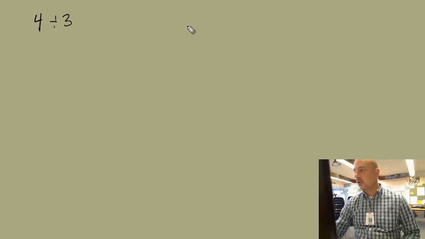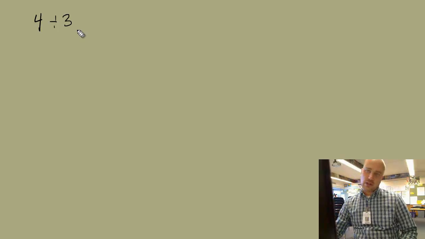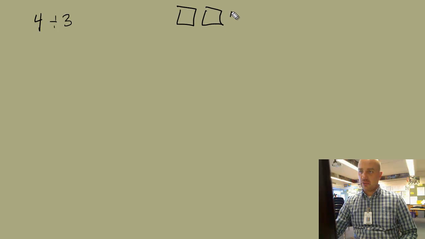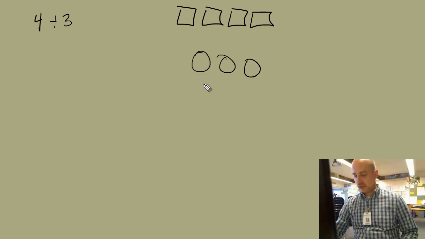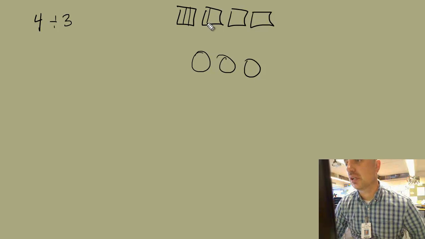I have 3 problems for you. One is going to be 4 divided by 3, and I want you to think about how we could show this visually. If we had 4 and we put them into 3 different groups, we would have to cut these up. We're doing it into 3 groups, so each of these would have to go into thirds, and we would have ourselves a set number of thirds.